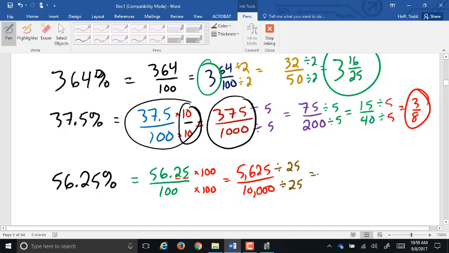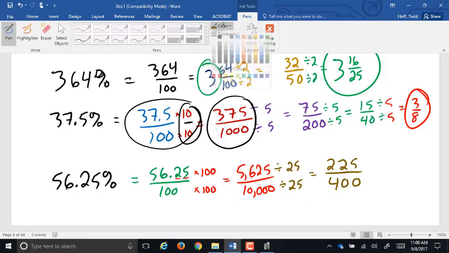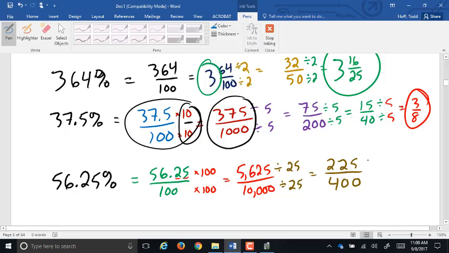So if we go by 25, 5,625 divided by 25 is 225. 10,000 divided by 25 is 400. So yes, we can divide both of them by 25. How about now? We can still divide by 25 again. 225 divided by 25 is 9. 400 divided by 25 is 16. Good. So we get 9/16.